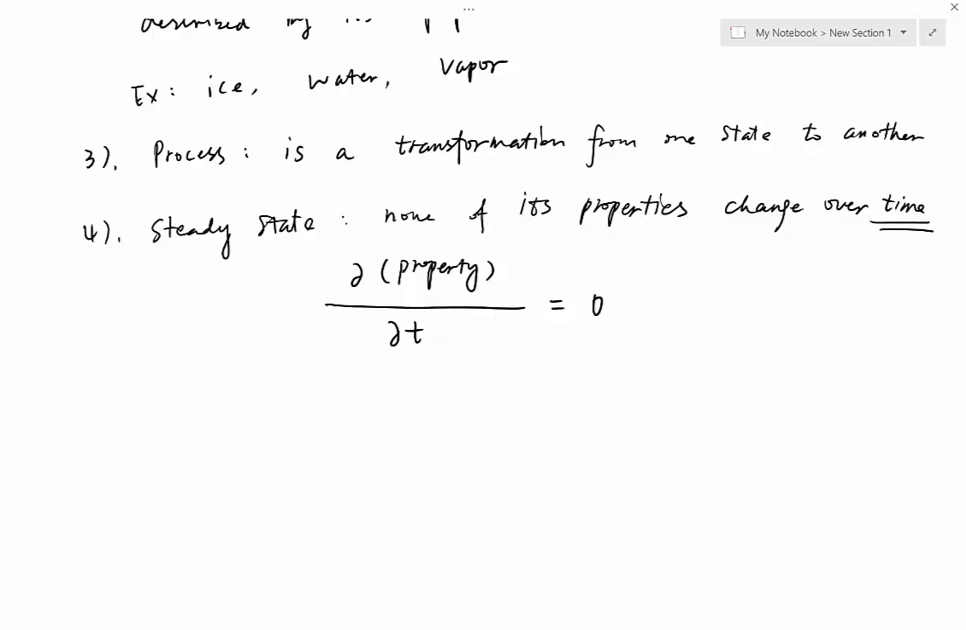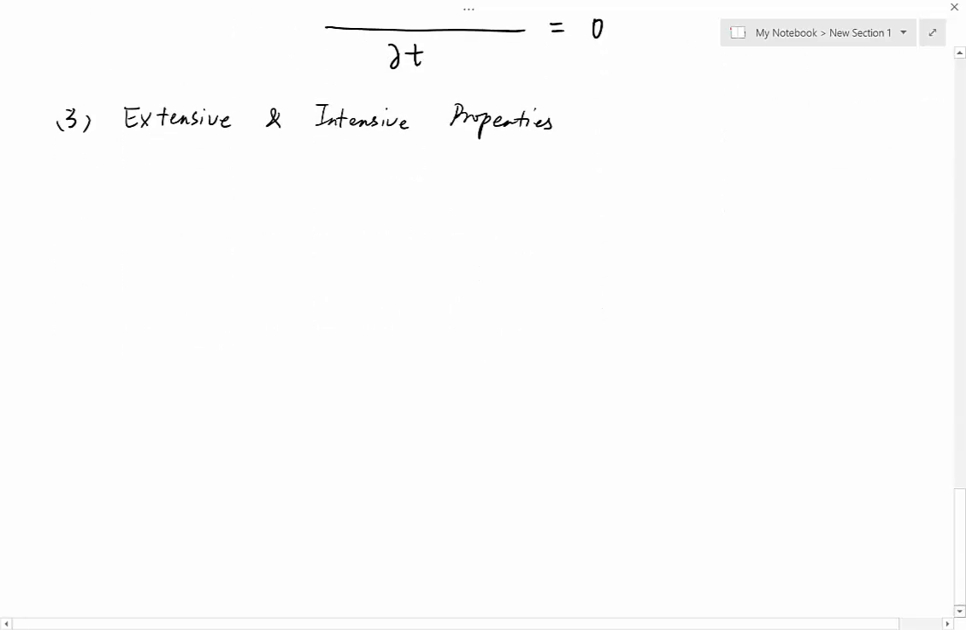Okay, and then next, we have two categories of properties. The first one is called extensive. The second one is called intensive. What's the difference between those two? Extensive versus intensive. Extensive properties are additive, while intensive properties are non-additive.